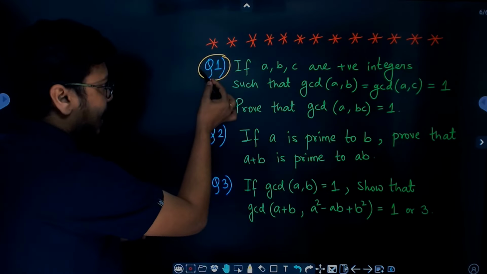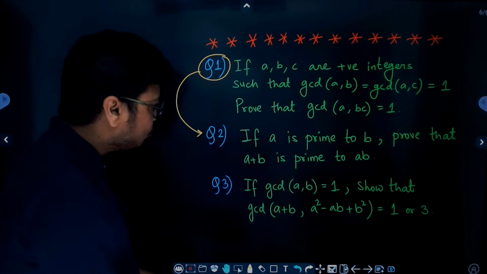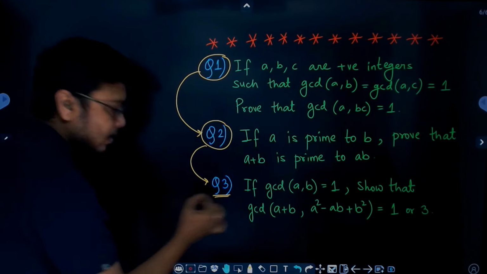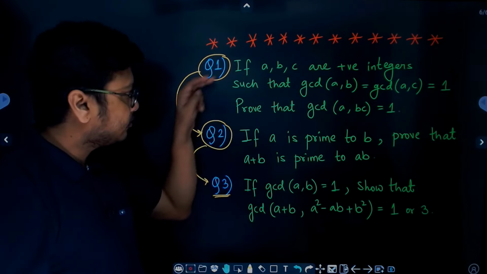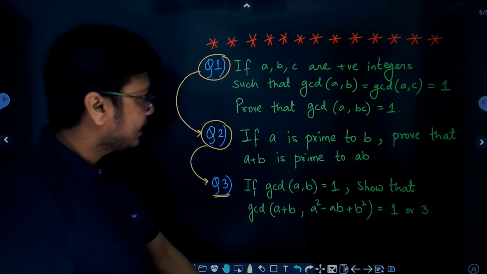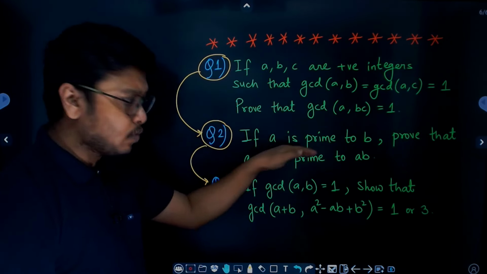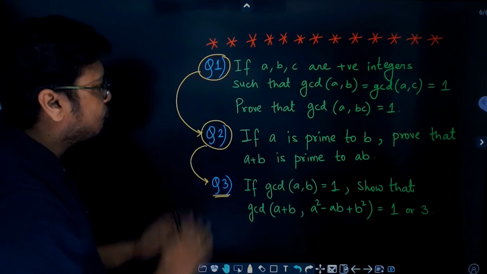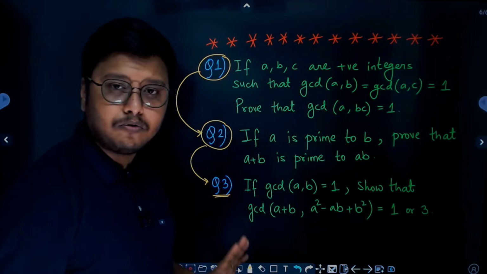But first I have to prove this given fact. Using this fact, I will be able to prove the second fact. Using the second fact, I will be able to prove the third one, right? So in order to prove the third one, I need to first establish the first two. It's just like a chain reaction. If I'm able to do 1, using 1 I will be able to do 2, using 2 I will be able to prove number 3. So let's first focus on question 1, and then we will use that result to prove question 2.